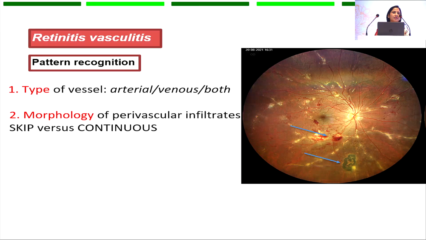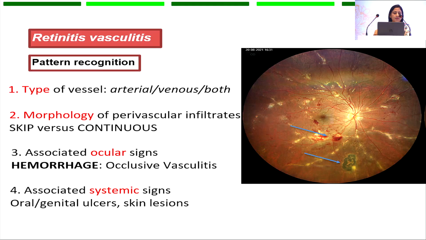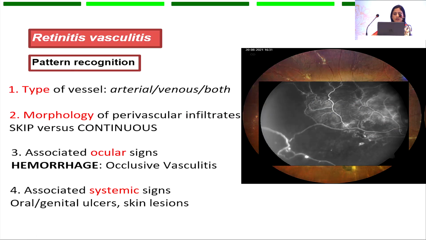Retinal vasculitis has multiple causes. The main thing is that we should recognize that this is vasculitis. You should see perivascular cuffing with some irregular margins, and you need to note which vessel is involved. Is it primarily arterial, venous, or both? Is it a skip vasculitis? You can see here where it is not continuous, while sometimes it is a continuous vasculitis. You need to see whether there are hemorrhages, because that's usually associated with occlusive disease. Here, when you do an FA, we see the capillary non-perfusion areas.